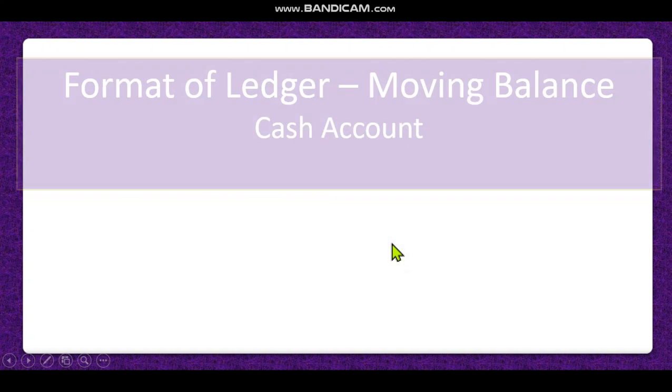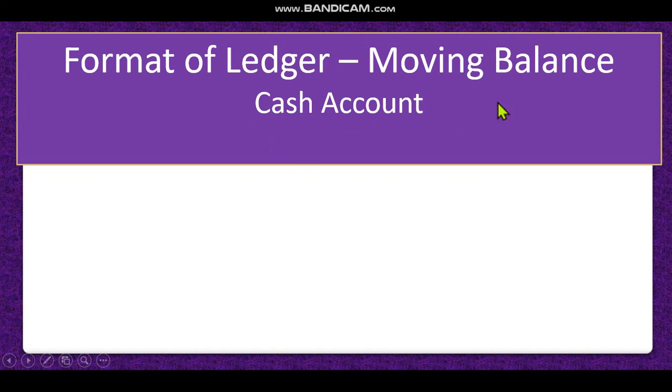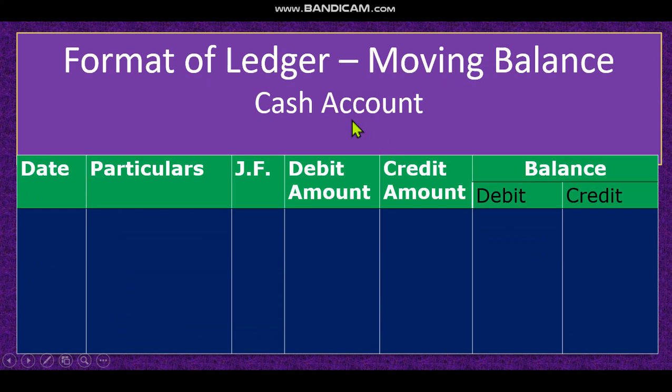Dear student, now the modern format of ledger, the moving balance format. Look at, how many columns are there here? 1, 2, 3, 4, 5, 6, 7. In modern format we will do 7 columns. First column we will write date, then particular, then JF, that means journal folio, MCQ question, journal folio, then debit amount, then credit amount, and lastly we will do balancing, debit balance and credit balance.